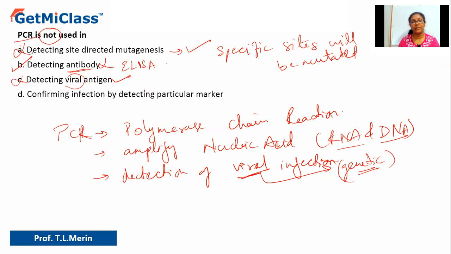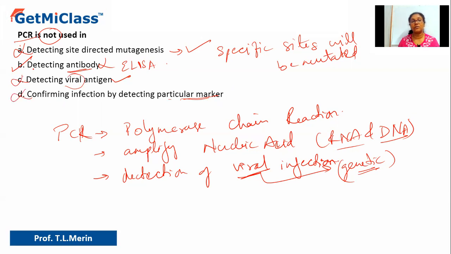Option D is confirming infection by detecting particular marker. Yes, certain genes have particular marker areas or marker sequences which will show that there can be a particular infection. How can we detect it? That marker has to be amplified, and further, you can confirm whether the infection is there or not. For that, PCR can be used, but that is not our answer.